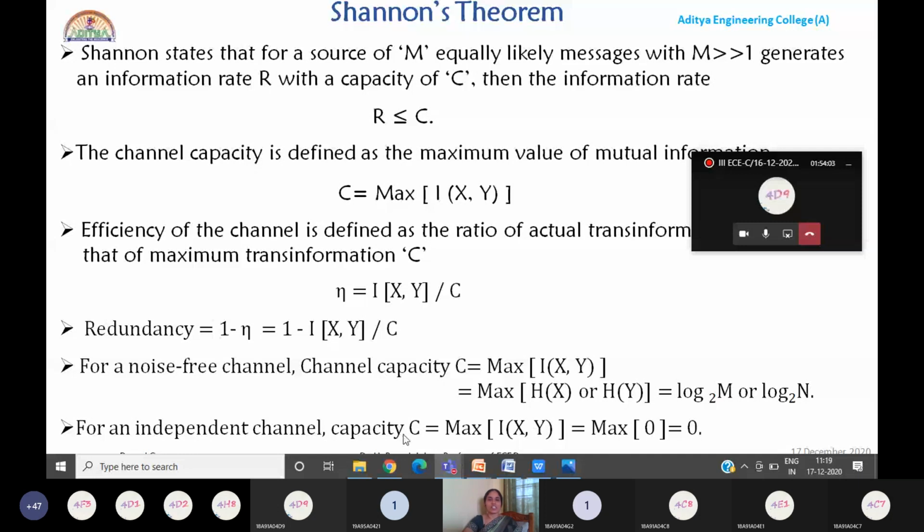But the channel capacity is defined as the maximum of mutual information. So the maximum of 0 is a constant value, so the channel capacity is also 0. For an independent channel, please remember that independent means the transmitter and receiver are not related to each other. So for an independent channel, no data from the transmitter is sent to the receiver.